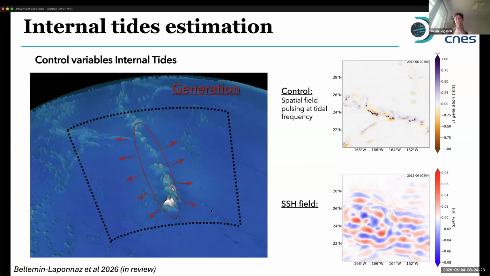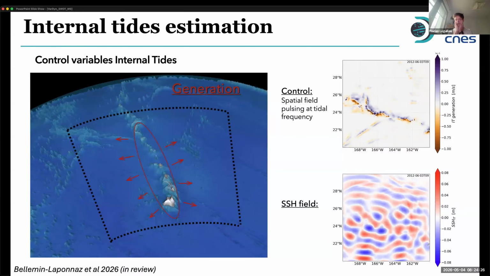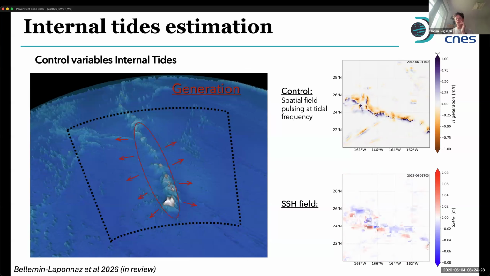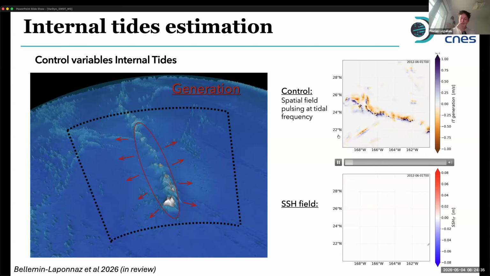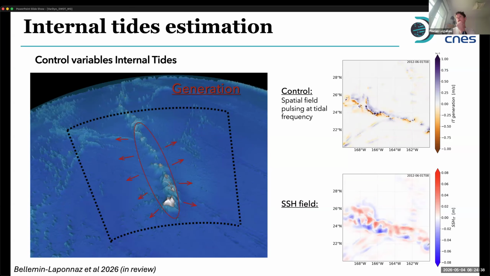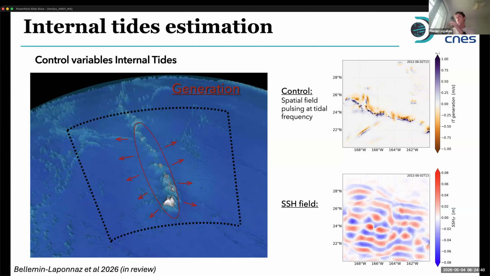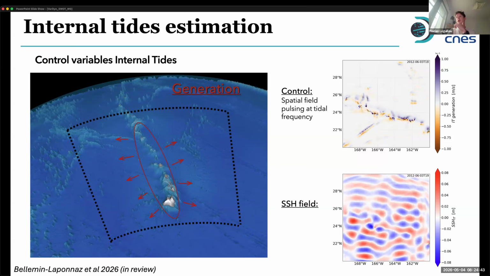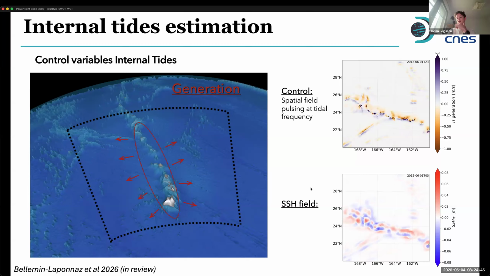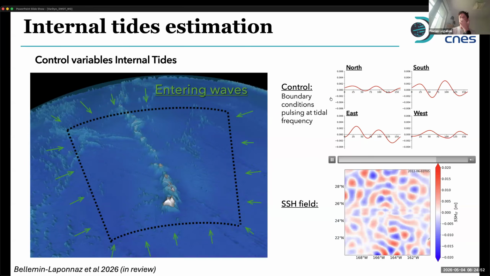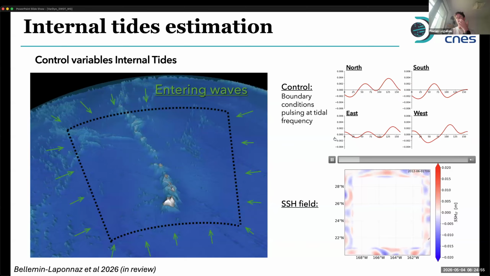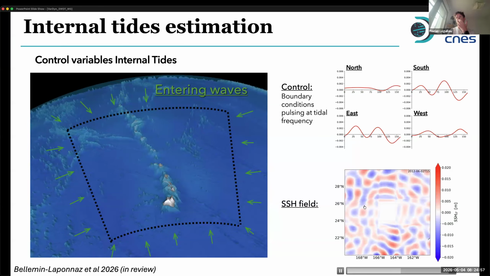First, just as an illustration, I wanted to show these control variables. This is the generation term here. We control the phase of the internal tide generation, like the barotropic tides. Here is an example in Hawaii, I think, so that we can generate internal tides from this. Then we have incoming waves. Same, we control the characteristics of the waves entering the domain.